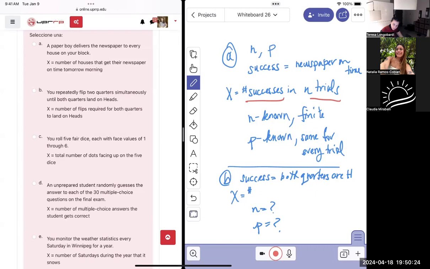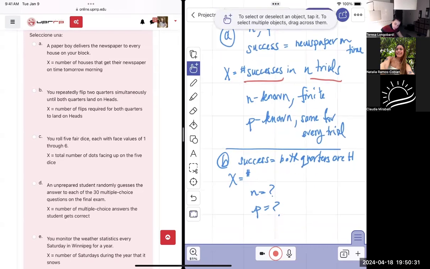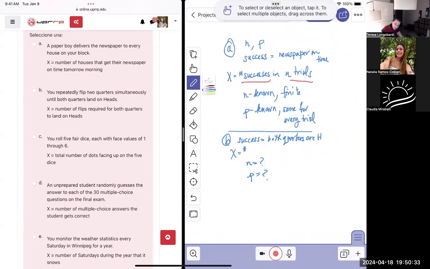That's how you have to think. Basically read them all and lay it out: what's N, what's P, and try to find the most clear one, because they're very foggy. Probably not those. You roll 5 fair dice, each with a face value of 1 through 6. The total number of dots facing up on the 5 dice.